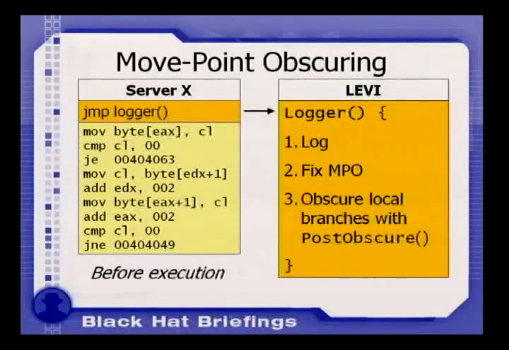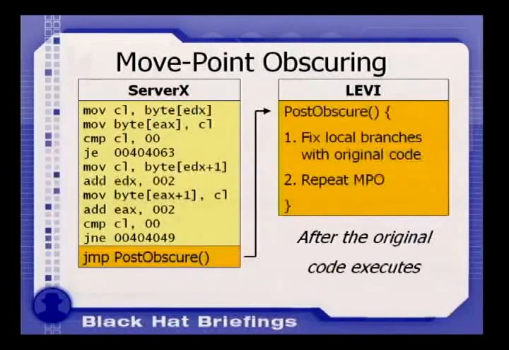But anyways, basically what this does is it jumps to the logger function, it logs all the buffers and things that you need, and then fixes the actual MPO point, and then obscures branches any exit point out of the cycle, the loop that you're actually watching for. And this is what it looks like afterwards, where the jump post obscure is. And then once that gets called, you actually fix all the local branches just like you fix the MPO, and you repeat the MPO process.